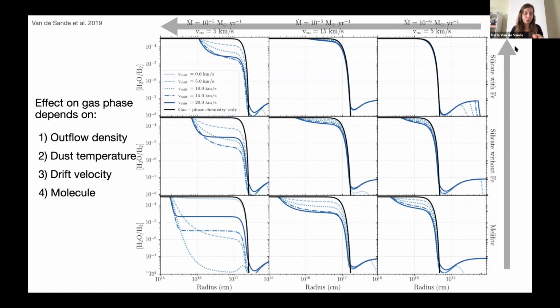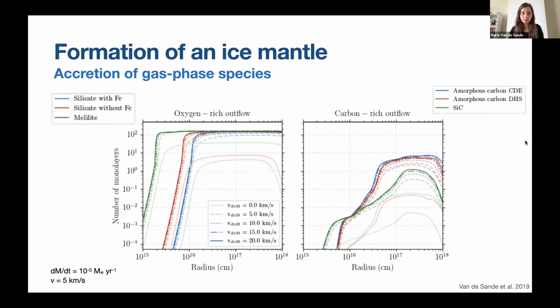So water here has a very high binding energy. This means that it really likes to sit on top of the dust. CO and N2, for example, have low binding energy, so they don't really accrete onto the dust. So just the gas phase composition already tells you a lot about the effect on the gas phase. So as we deplete species from the gas phase, we accrete them on top of the dust.